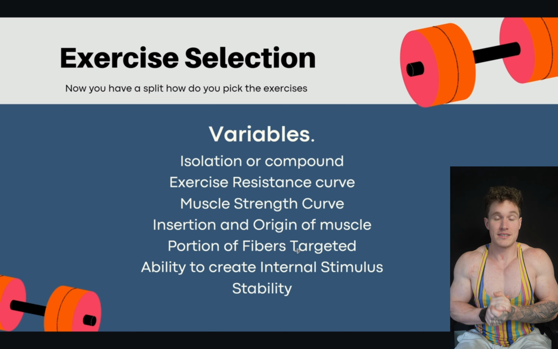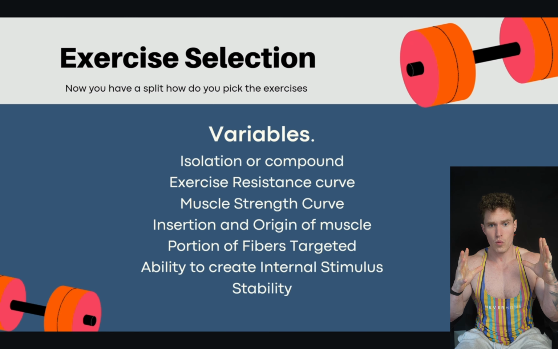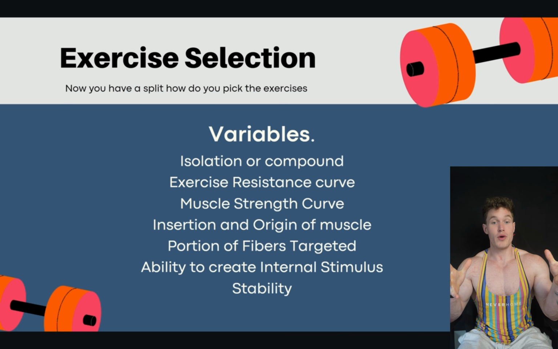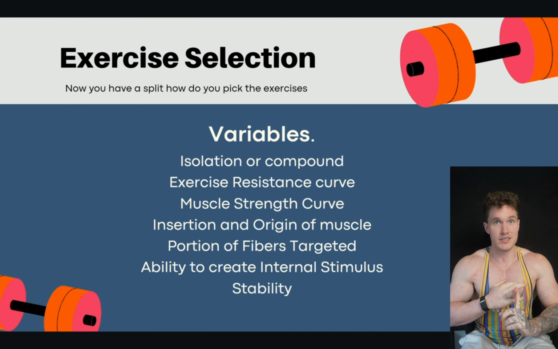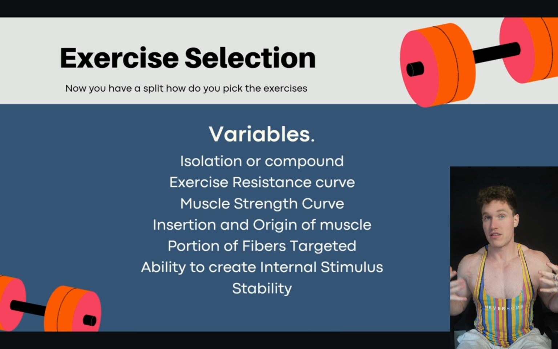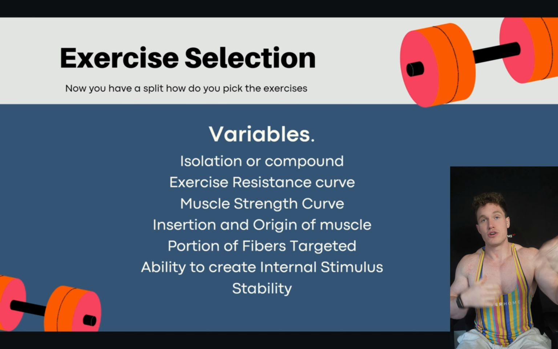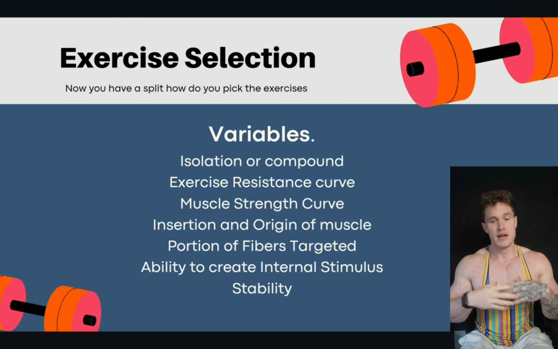All right, now exercise selection. Now you've got basically where you want your volume and everything like that. What exercises do you put in and why? So the variables we're going to be playing with are isolation or compound. What's the exercise resistance curve? Harder in the contracted or harder in the lengthened? What's the muscle strength curve versus that? The insertion and the origin of the muscle, making sure that you're moving through a full range of motion.